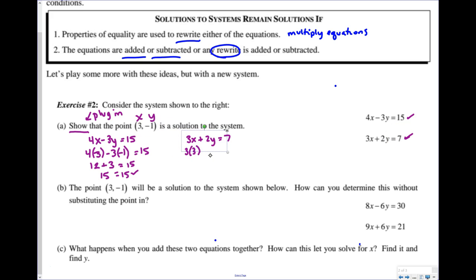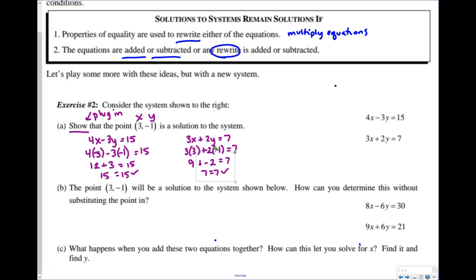3 times 3, I'm replacing the x with the 3, and I'm replacing the y with the negative 1. 3 times 3 is 9, plus 2 times negative 1 is negative 2, and 9 plus negative 2 is a 7. So it does work. (3, -1) is a solution to this system. Okay, now B says the point (3, -1) will be a solution to the system shown below.